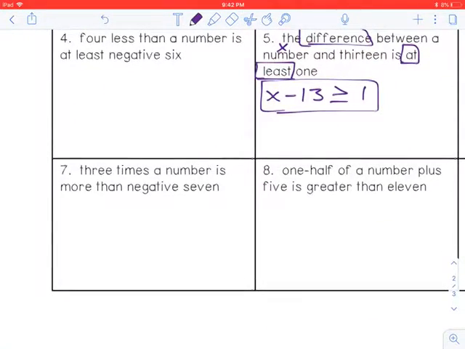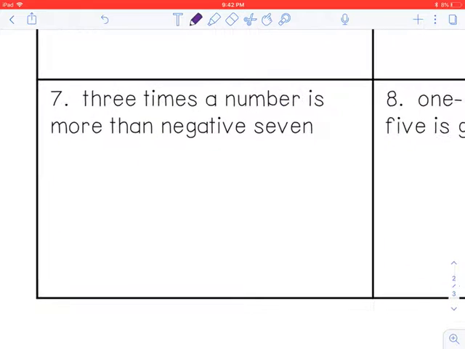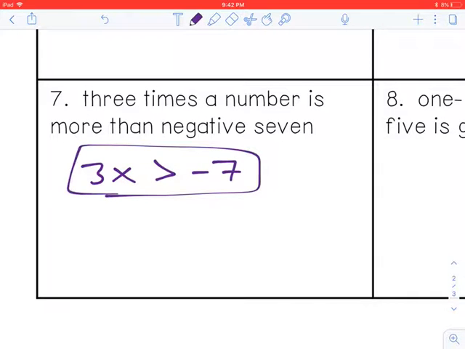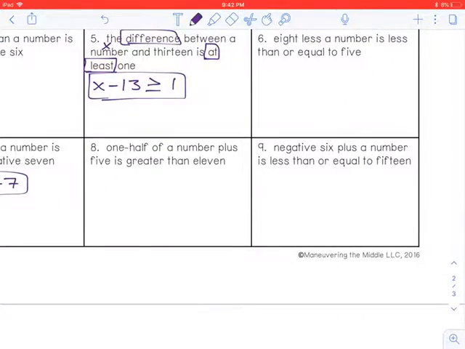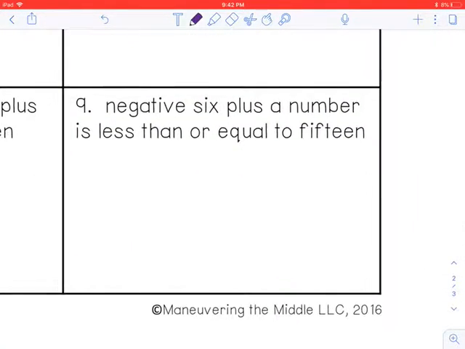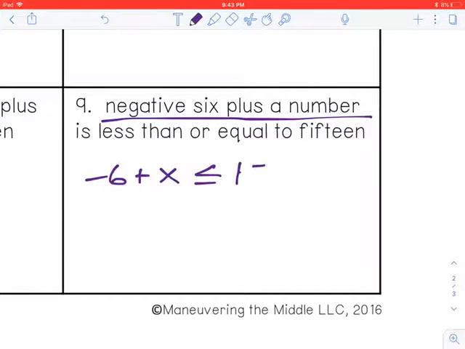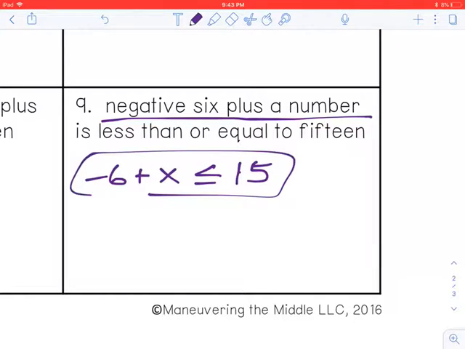All right, so same thing here. 3 times a number, so 3 times x, is more than, so greater than, negative 7. Okay, and then let's look at this one here. Negative 6 plus a number, so negative 6 plus x is less than or equal to, so less than or equal to should be obvious, 15. Okay.